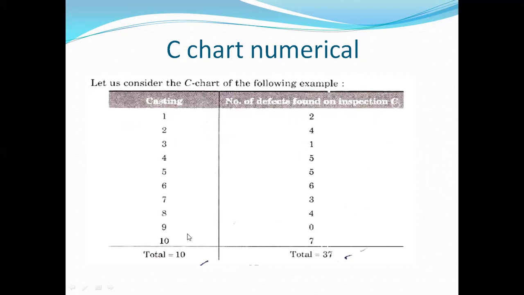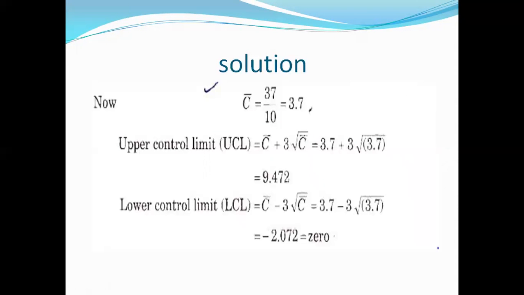So how do you calculate C dash? C dash is the number of defects found divided by the total number of samples. So C dash is 37 upon 10, that is 3.7. UCL will be C dash plus 3 under root C dash. C dash is 3.7, so put 3.7 plus 3 under root 3.7. The value comes out to be this.